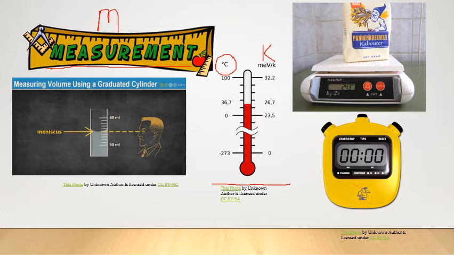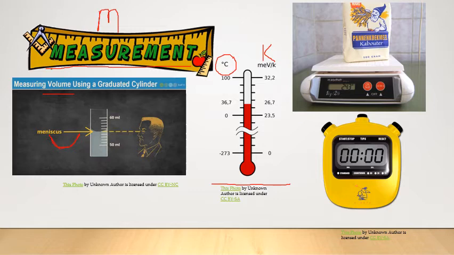Next, we have volume. Volume is measured using a graduated cylinder, and we're going to learn that in that graduated cylinder, there is a dip in the fluids. And that dip kind of looks like a smiling face, and is called a meniscus. And we'll be talking about that shortly.